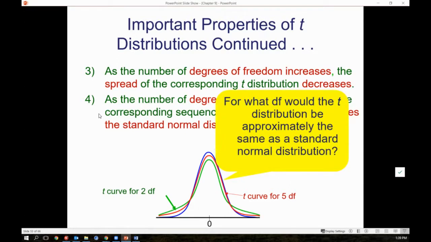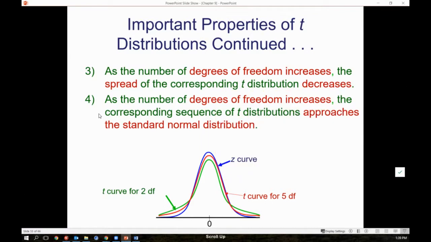So for what degree of freedom would the t-distribution be approximately the same as the standard normal? If you notice, 2 are kind of flat and low. Then we increase it to 5 and we get closer to the z-curve, which is the top one. How many degrees of freedom do you think we would have to get to until we're approximately normal? 7? And I heard 30.